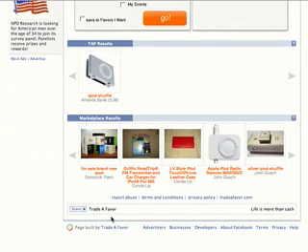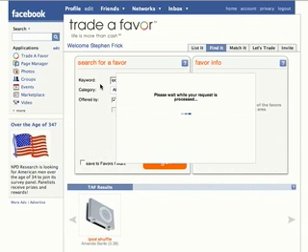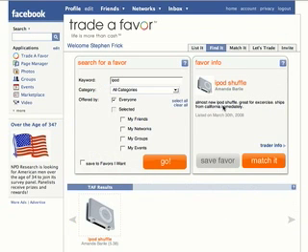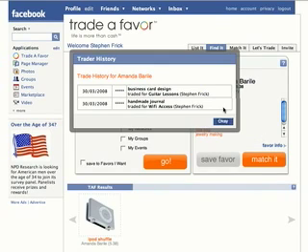I can click on any of these to invite the seller to trade their iPod with me instead of selling it. Clicking on Amanda's favor loads its details up here. I can see that her iPod is in good condition, and by clicking on the Trader Info button, I can see that her stats and previous trades indicate a positive history on Trade a Favor.